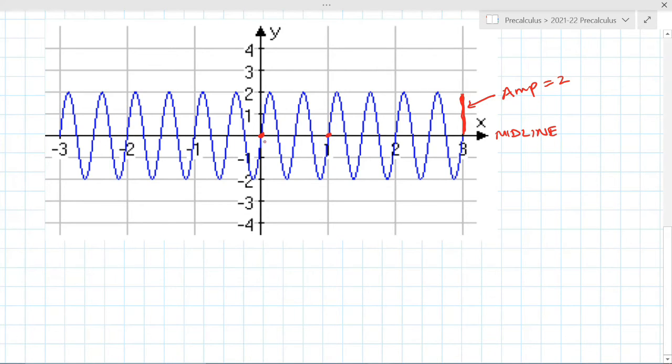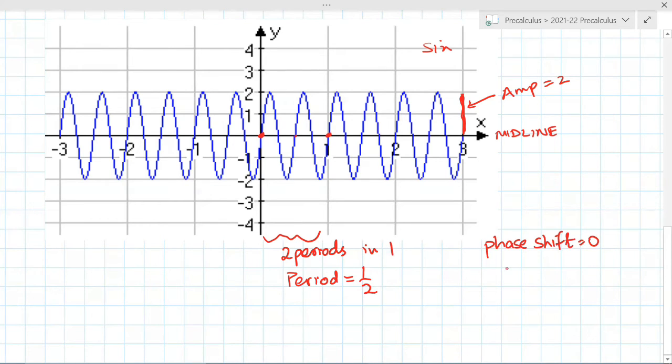So how many periods from here to here? So there are 2 periods in one, correct? So 1 period is 1/2, right? 0.5. And is it shifted? Suppose this is sine of something. Is it shifted? Is there a phase shift? So phase shift is 0. Is there a vertical shift? So vertical shift is also 0.